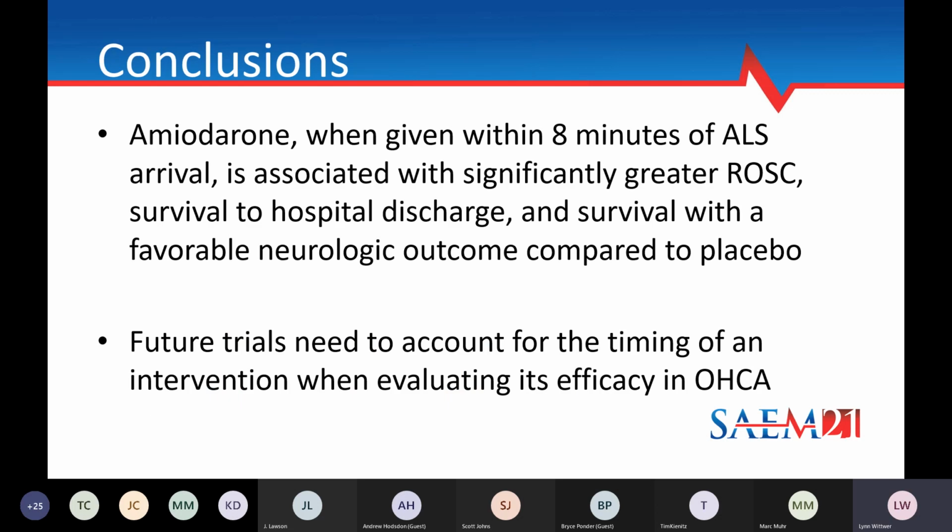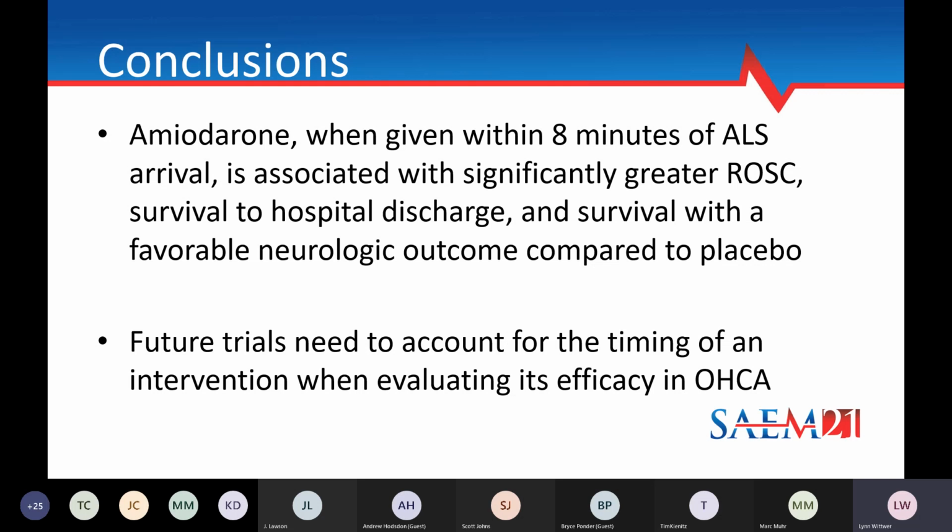When you adjust for all the other things, the basic outcome came out that amiodarone, and amiodarone alone, when given within 8 minutes of ALS arrival, is associated with significantly greater ROSC, survival to hospital discharge, and survival with a favorable neurologic outcome compared to placebo, as well as compared to lidocaine. Now, why could that be?